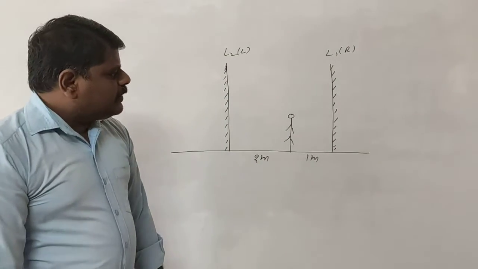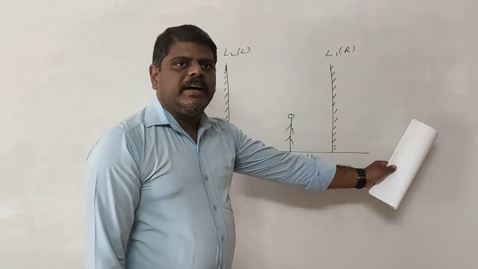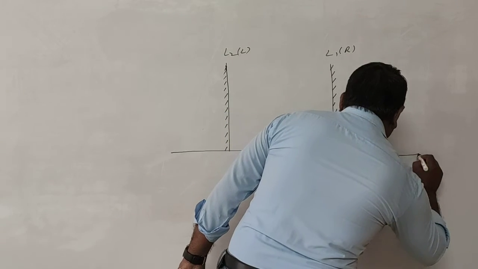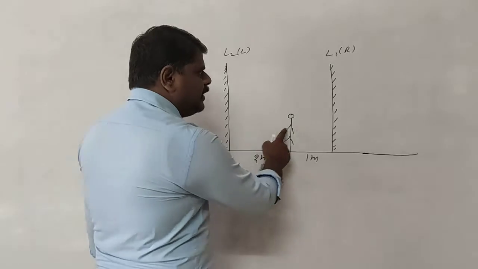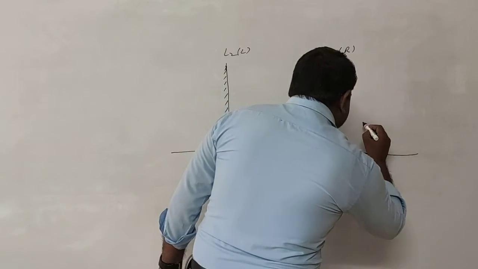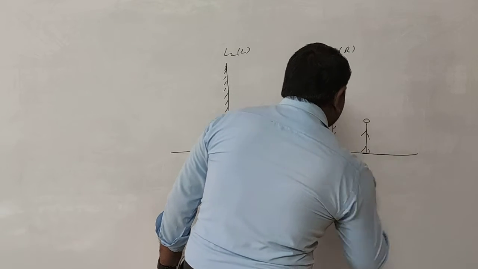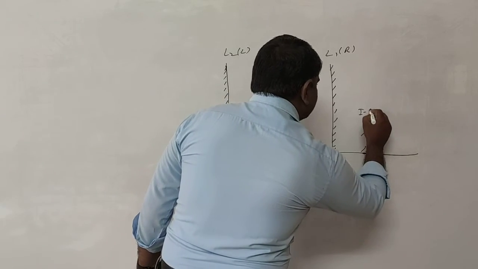And what you have to find out is the second nearest image produced in the right side mirror. So for the right side mirror, the first image of this person will be produced by the right side mirror. Where is it going to produce? Exactly, it is going to be produced at this point, and this is called image 1.